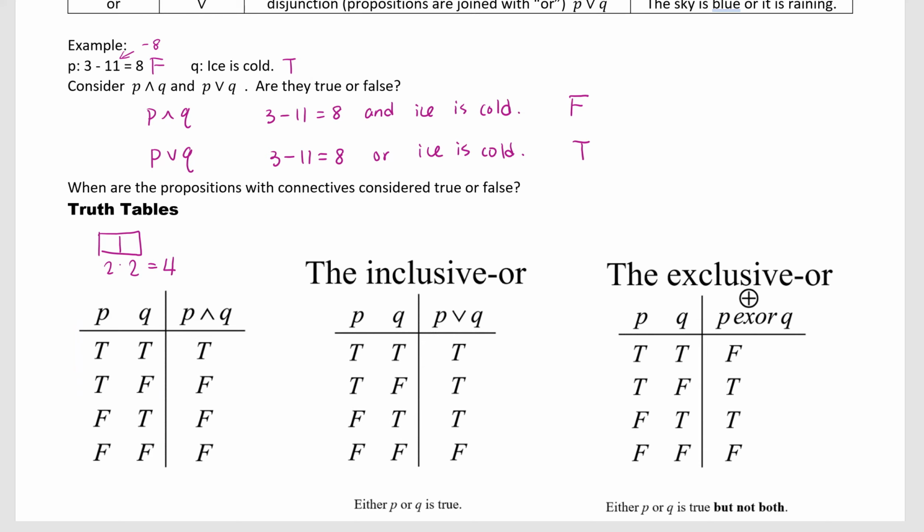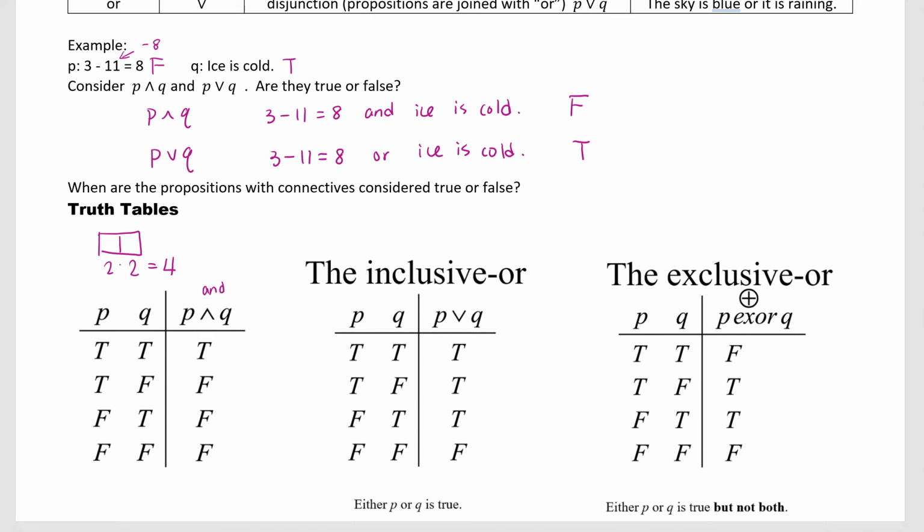Alright, so now let's think about it. P and Q. So this is AND, right? P and Q is true only if both of them are true. So if both of them are true, we get P and Q is true. And if one of them is false, or both of them are false, then the result is going to be false. So far, so good? Okay.